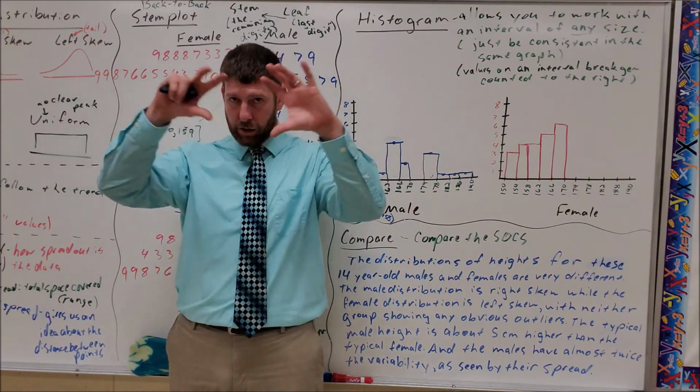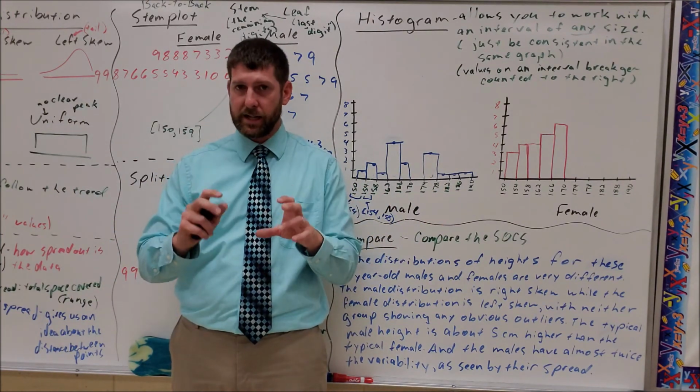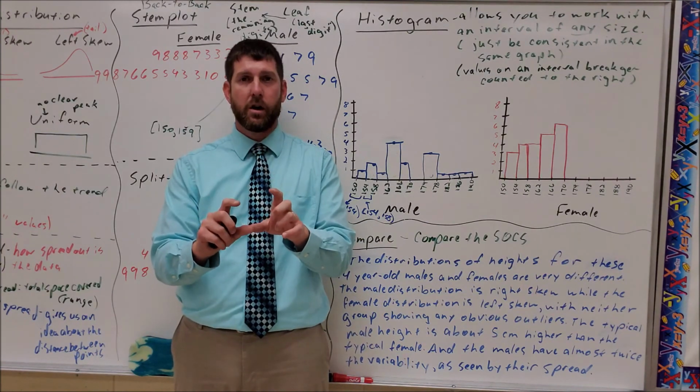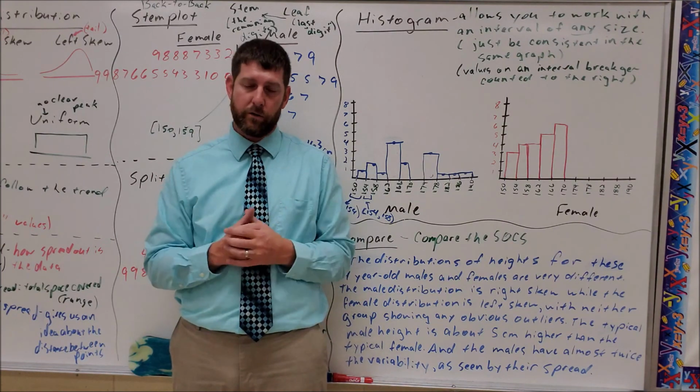We want to be able to take a large group of numbers, get it organized into a picture, and then take that picture and get it into a few observations, because those observations are what we can use to describe the whole picture, the whole group that we're talking about.